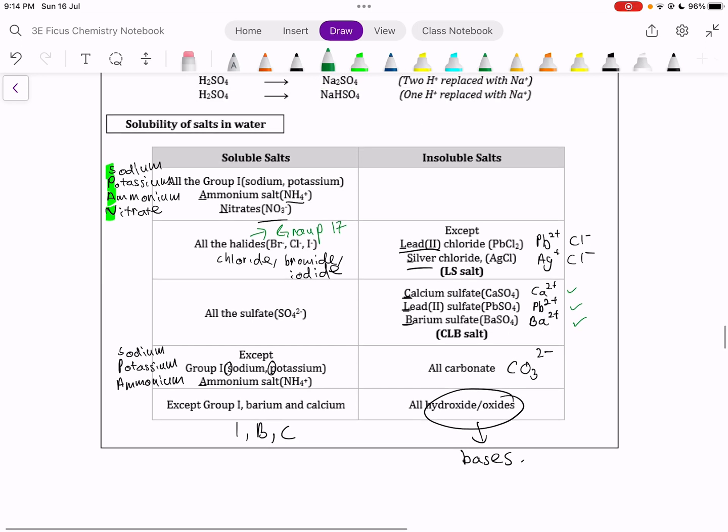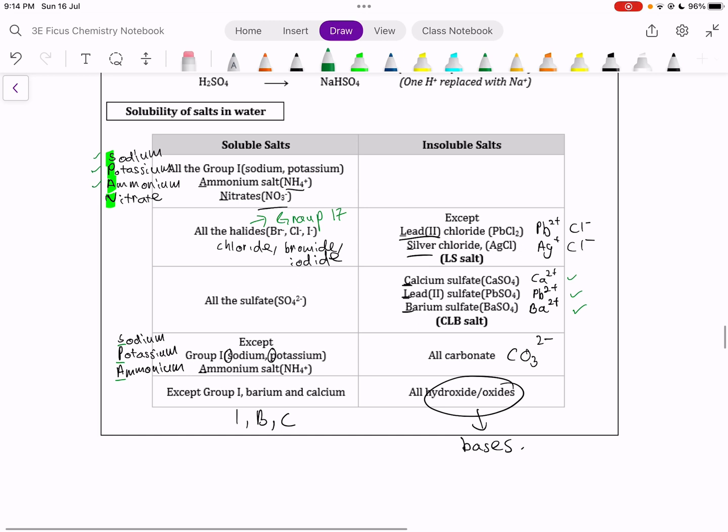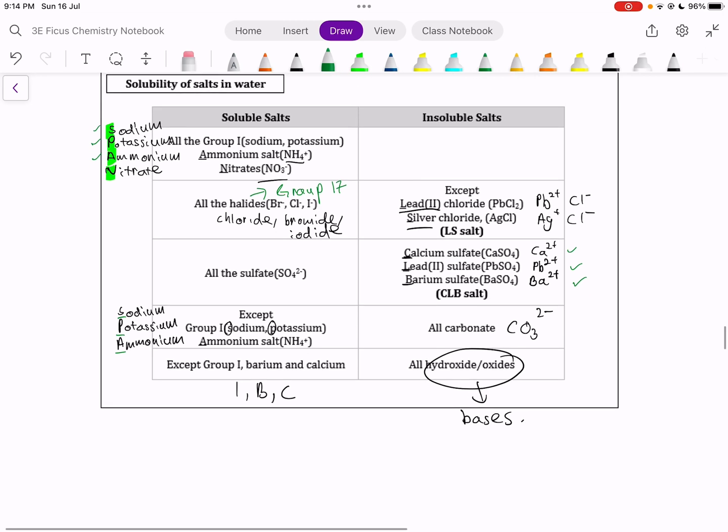Next group we have the carbonates, which are majority insoluble. The soluble ones are your group 1 as well as ammonium, 1A, which sometimes I will call them the SPA carbonates, which kind of overlaps with your SPAN salts already. And then the next category, actually I don't exactly call them salts, they are your oxides and hydroxides. So basically they are bases. Most of them are insoluble except for your group 1 BC, barium and calcium.